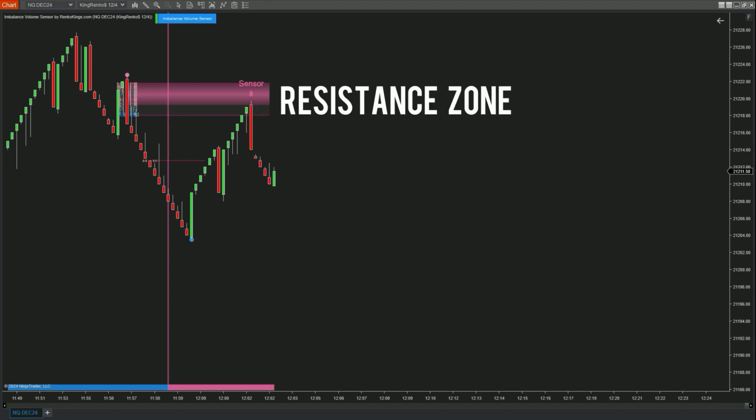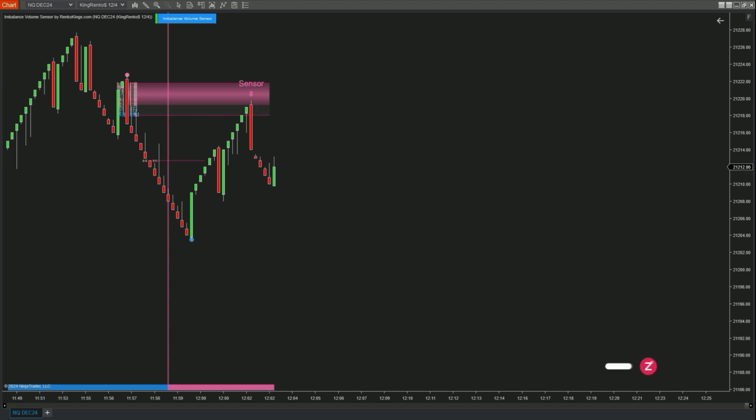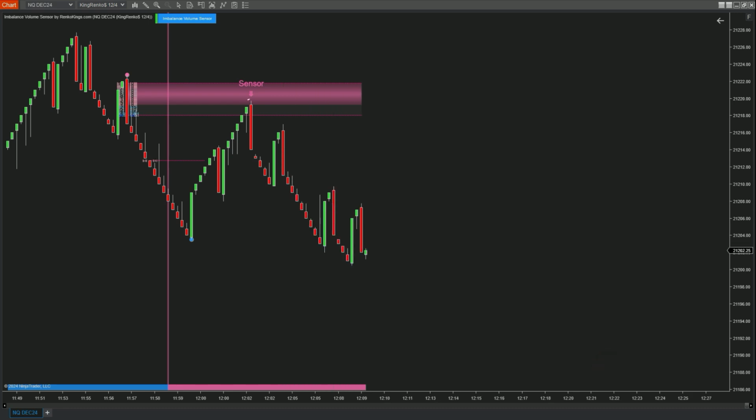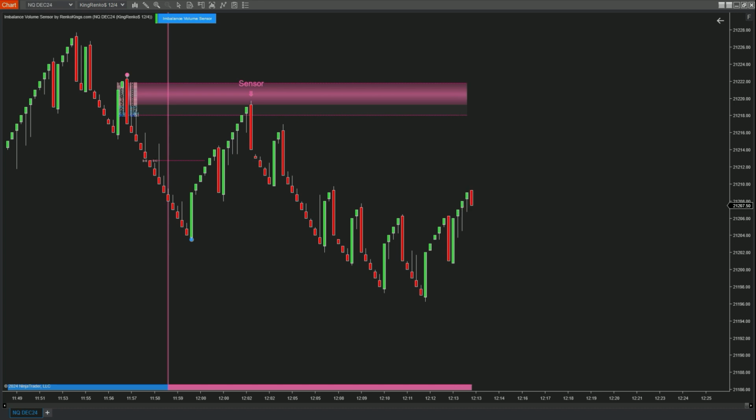This zone serves as a resistance zone. You'll notice that when the price revisits this resistance zone, it reacts strongly and then continues its downward trend. At the same time, the trading signal confirms the possibility of the price continuing its downward movement as it returns to the zone.